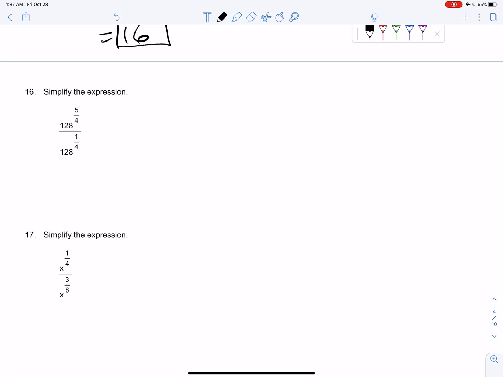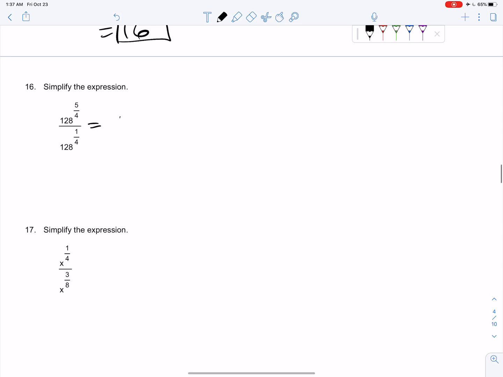Simplify the expression. We just said if you have the same base, what's the base here? 128. And you're dividing, so use the quotient rule, which simply says, what do you do to the exponents? You subtract them. 5/4 minus 1/4.